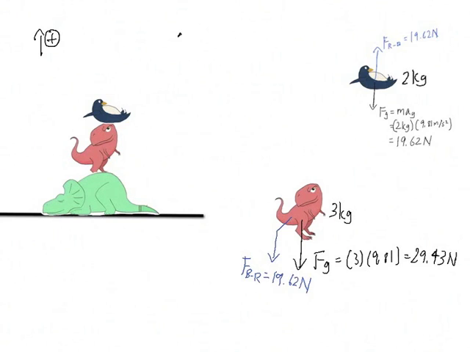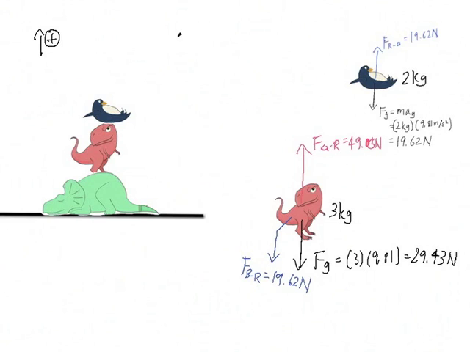The rest is fairly straightforward. We have the bottom green dinosaur exerting a normal force on the red dinosaur to balance out both its weight and a force due to the weight of the penguin. And once again, instead of calling it a normal force going upwards, we're going to be calling it the force exerted by green on red. The magnitude is equal to the addition of these two, which is 49.05.